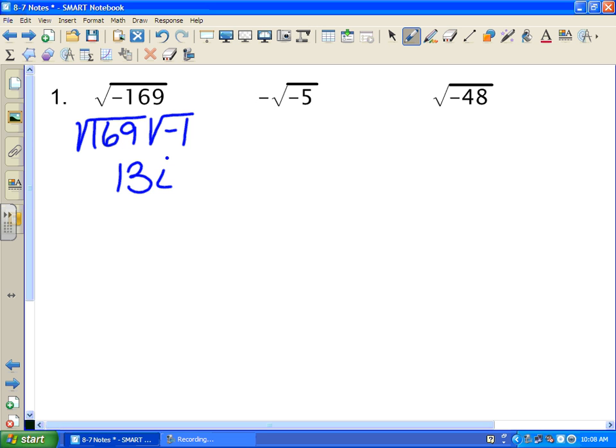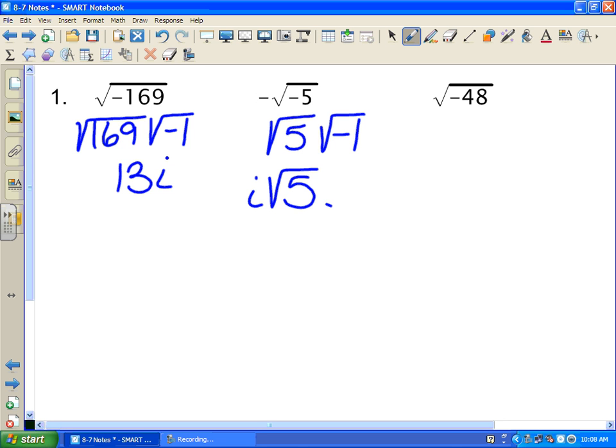Radical negative 5. So let's split that up into radical 5 times radical negative 1. Can you simplify radical 5? Nope. So leave it, radical 5. What's the square root of negative 1, Josh? i. Okay, now it's a little tricky when there's still a radical in the answer. You don't want to put the i right here because it looks like it's underneath the radical, so just move the i to the front.